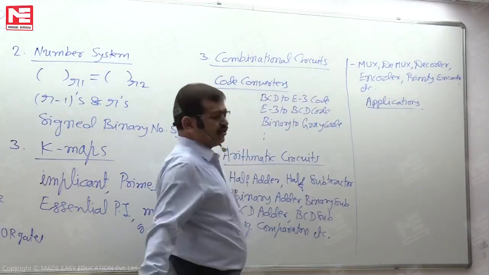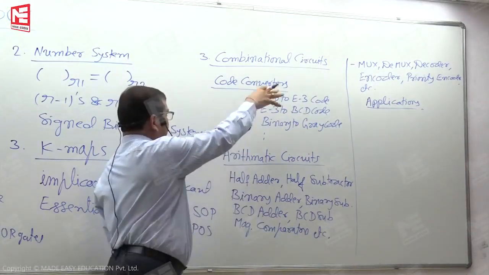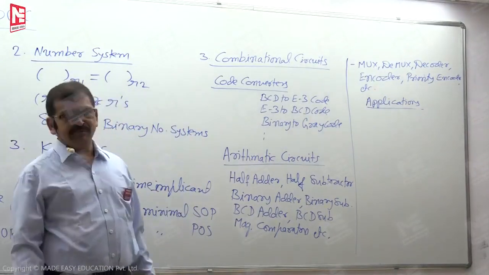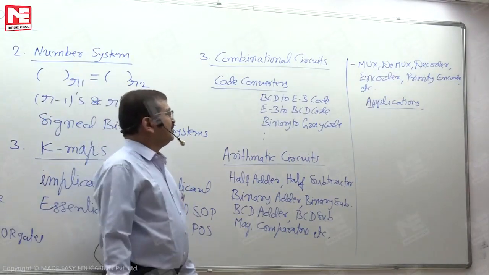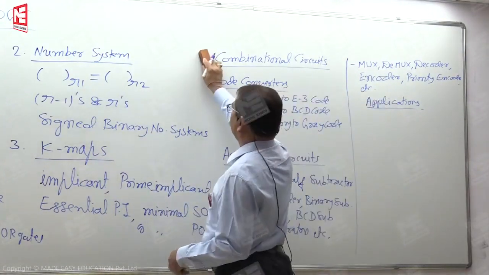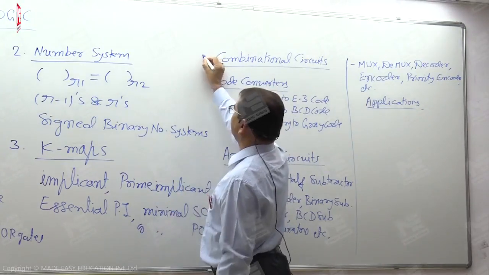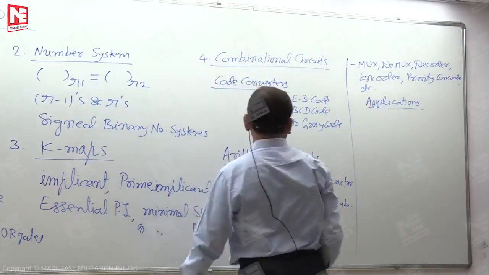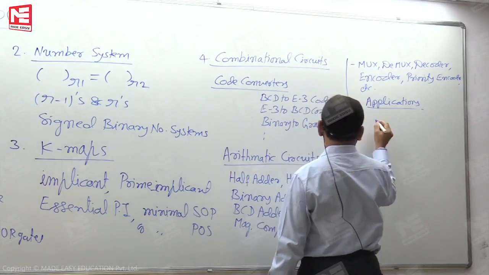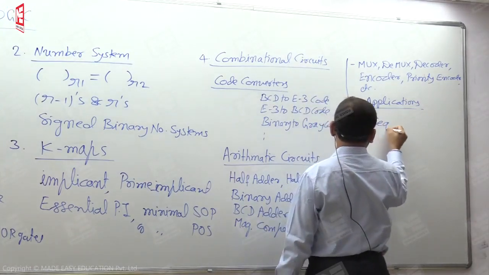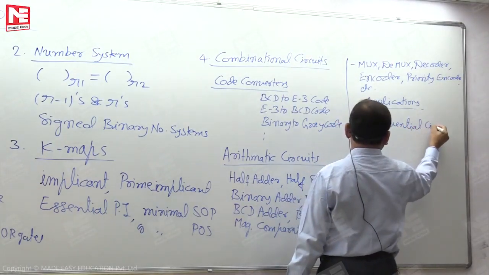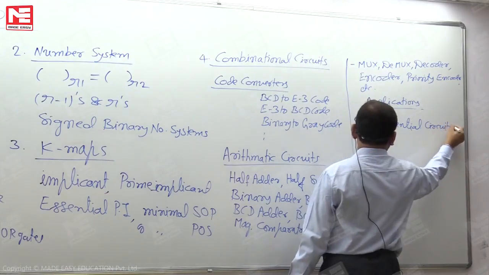So up to this part comes under the heading of combinational circuits as far as our GATE syllabus is concerned. This is, I think, the fourth topic in our sequence. This is third, it is the fourth, I can say. The next topic is the last topic, that is sequential circuits.